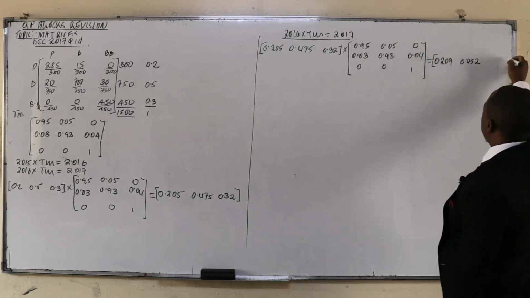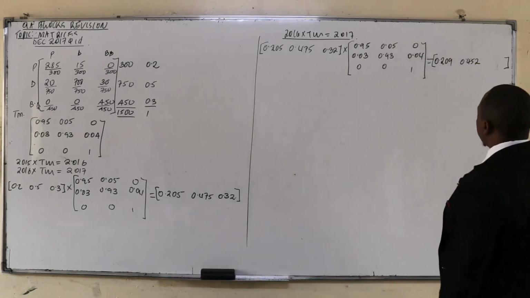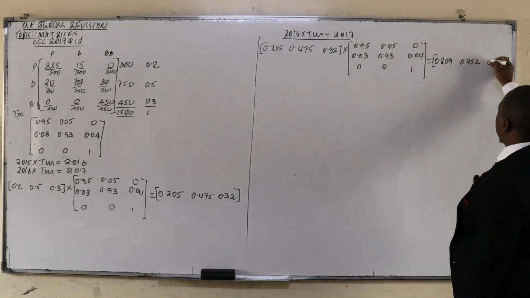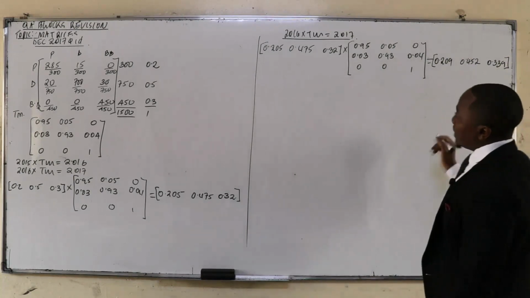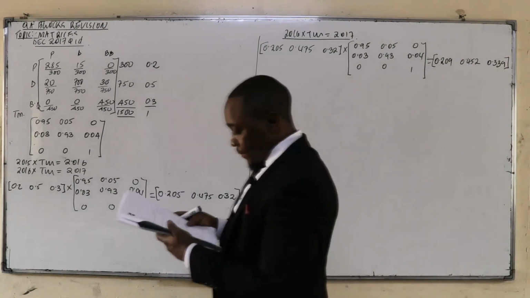Four, 5, 2. So last three, what do you get? 3, 9, 1. 3, 3, 9. Good. So you can copy.